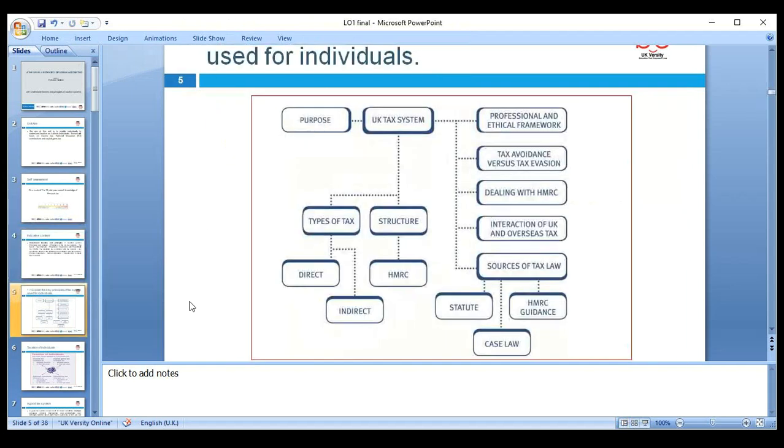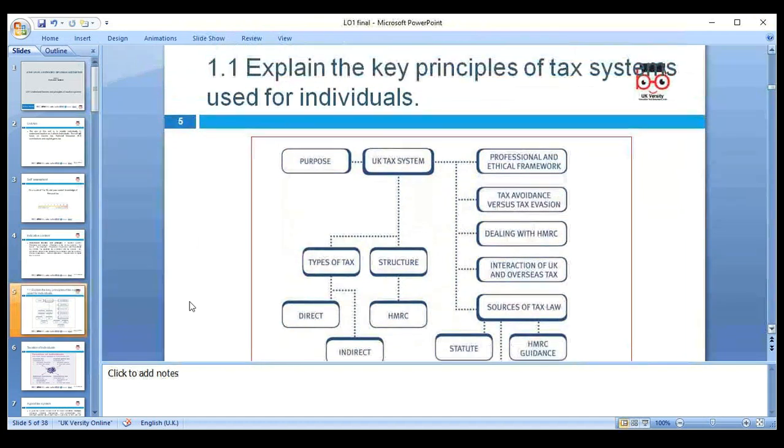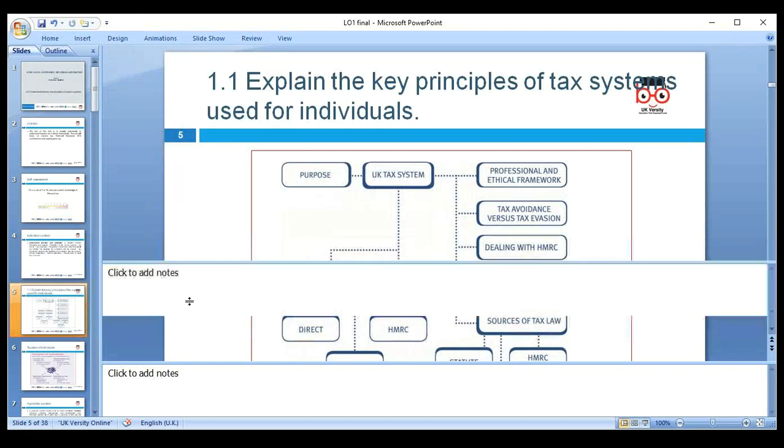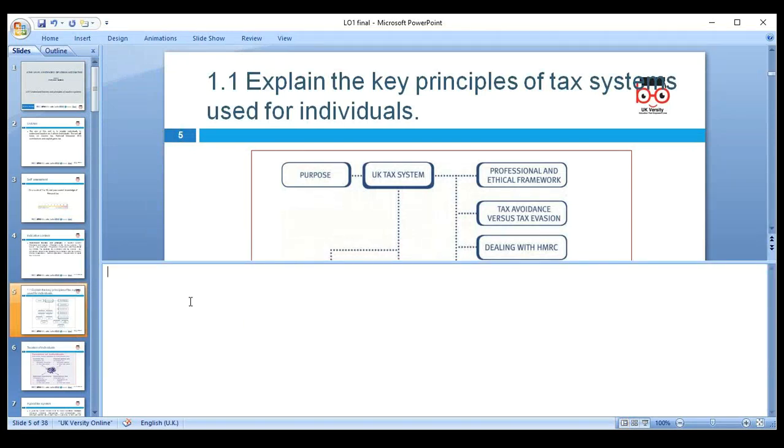Okay. So then we have the first criterion, which is to explain the key principles of the tax system. So, the tax system. Do we know how tax is calculated? What is the limit? Personal allowance first. How much is it? 12,500.